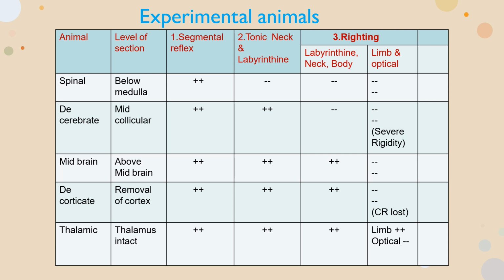And in decorticate, that is removing the entire cortex, we again have three intact and one cortical reflex will be lost. And in thalamic, we are keeping the thalamus intact, so above the thalamus we are giving a section. Here the four will be intact. The limb righting reflex also will be intact, and only the optical righting reflex will be lost.